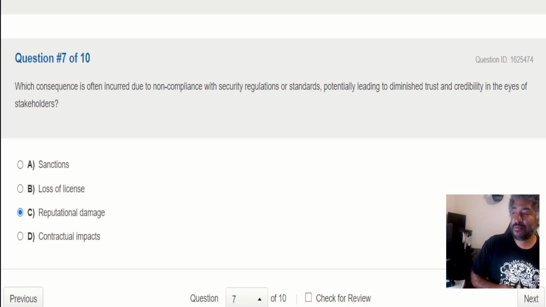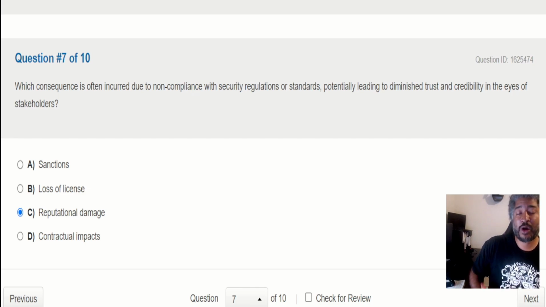Sanctions, this is more governmental based, and the question wasn't asking anything about governmental. Loss of license, this doesn't make any sense to the question itself. This is about credibility to stakeholders, not revocation of licenses. And then contractual impacts, these are usually financial based. If I breach a contract, I'm liable for X amount of money as a result of it. Again, not what the question is.